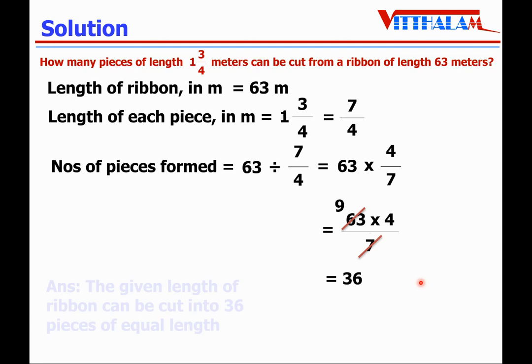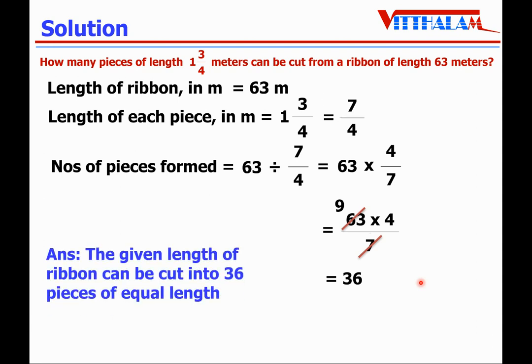And then write down the answer statement. The given length of the ribbon can be cut into 36 pieces of equal length, or I will say 36 pieces of length 1 3 by 4 meters can be cut from a ribbon of length 63 meters. Remove the question mark and make it a full stop.